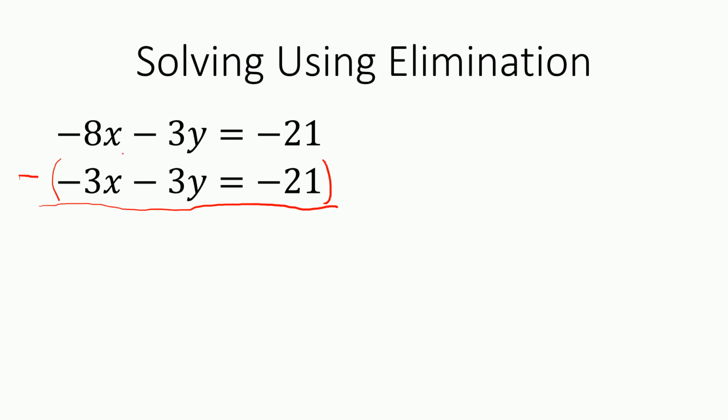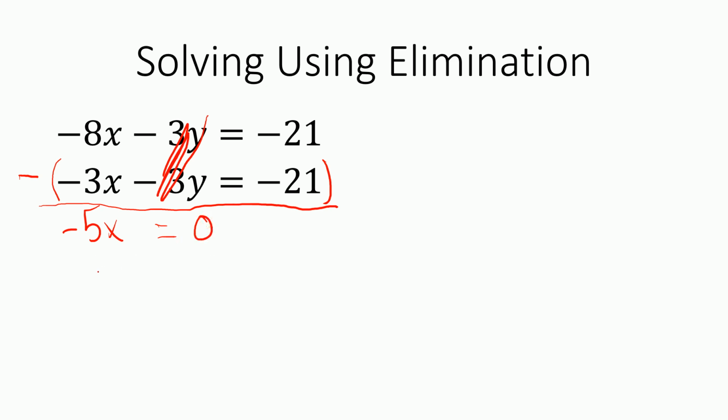And then I have to add or subtract the whole thing. So -8x minus -3x is really like adding 3x to -8x, which means that's a -5x. The whole point of doing this was to cancel this, so we've canceled those. And then -21 plus or minus a -21 is again plus 21, which is 0.